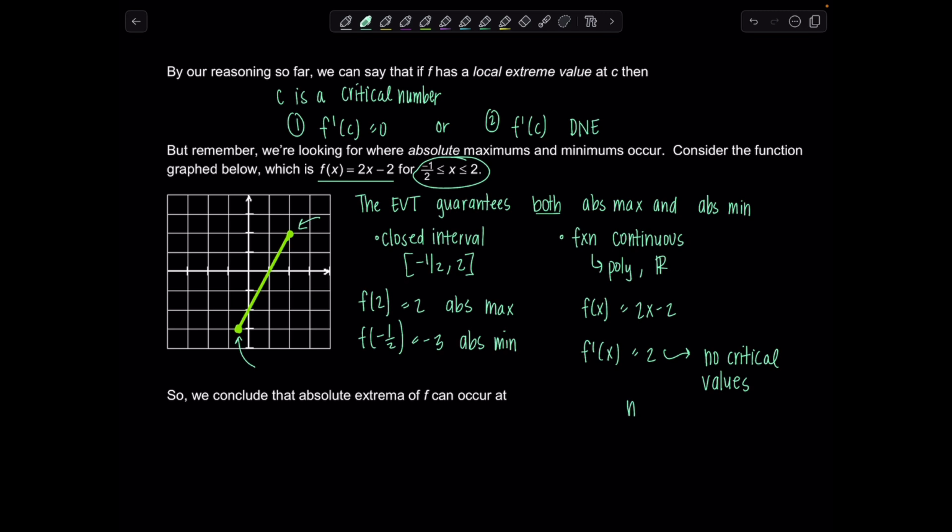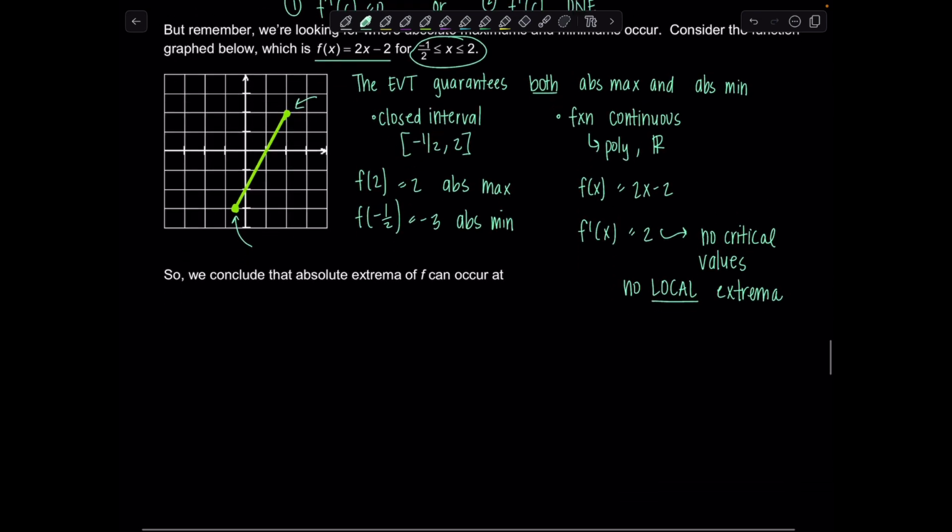So that means it has no local extrema. That doesn't mean that there's no absolute extrema. The EVT guarantees us that we have absolute extrema, but we're not guaranteed local extrema. So now we can put everything together and have a process to find absolute extrema.